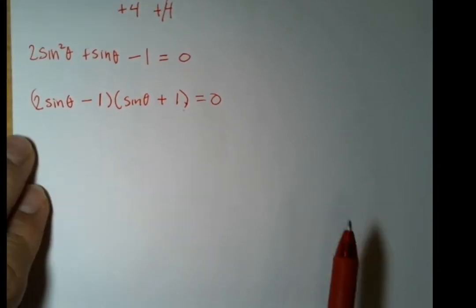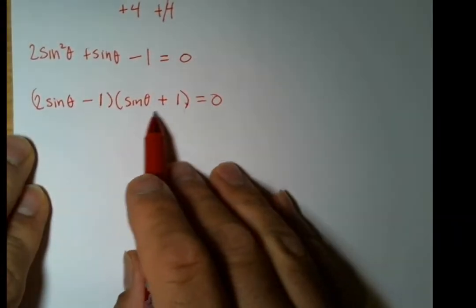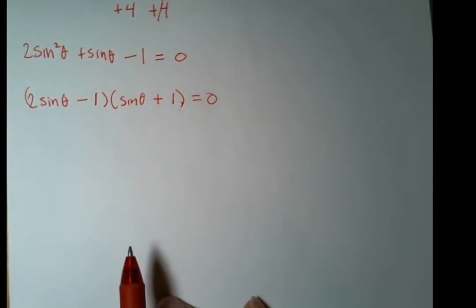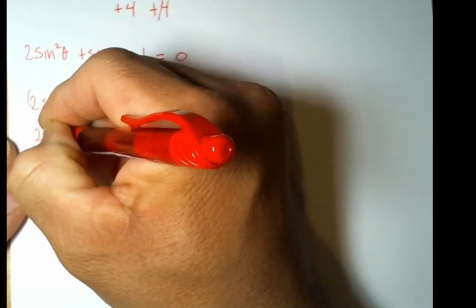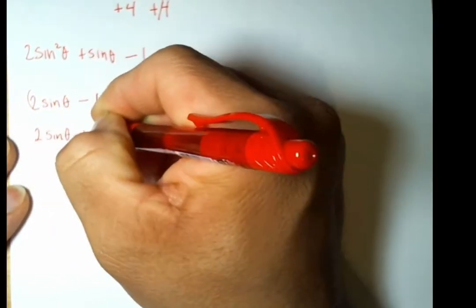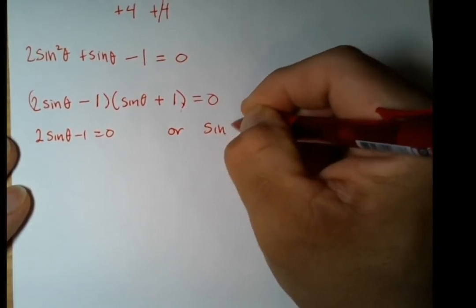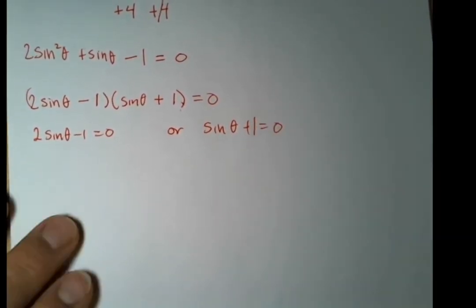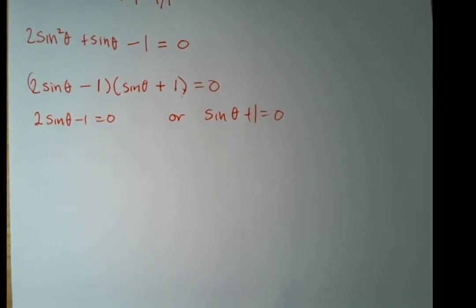We have 2 factors. This is one factor, this is my second factor, and it's equal to 0. So what must be true is that one of those has to be equal to 0. So 2 sine theta minus 1 equals 0, or sine theta plus 1 equals 0. And then I'll solve each one of these separately, and that'll give me my solution set for my original problem.